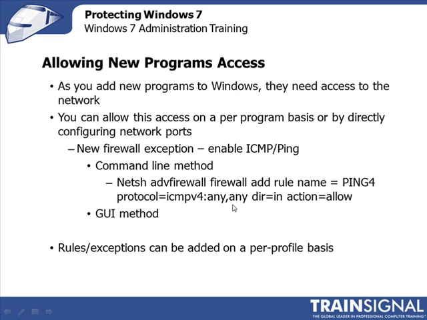Any port for ICMP. Direction in. So we're going to say incoming ping requests are going to be allowed. Now this could be out if I wanted to, but ping is already allowed to go out, so it doesn't really matter. So action could be allow, action could also be deny, but in this case we want to actually allow the action to take place.